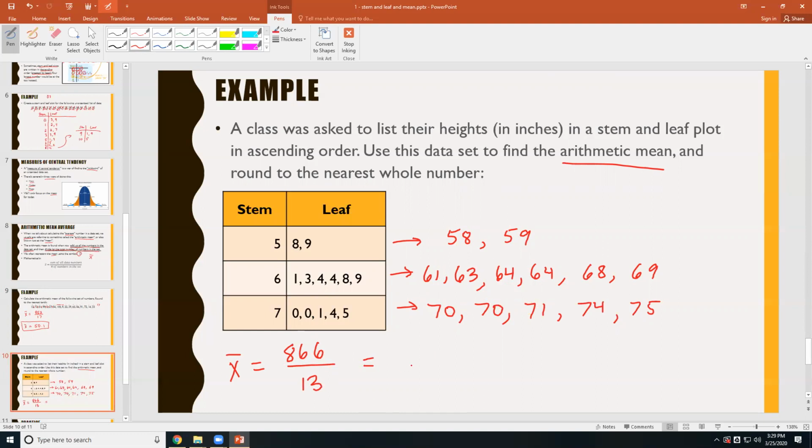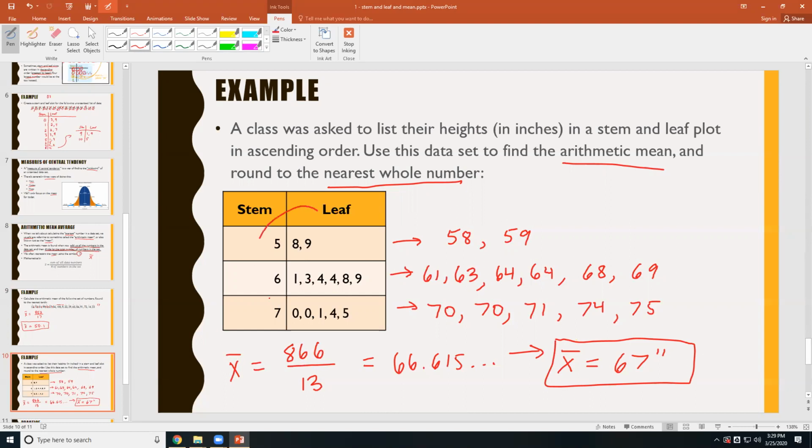Throw it in your calculator. This gives me 66.615, and so on. But the question does say round to the nearest whole number. Now, whole number, of course, means no decimals. So this is going to get rounded up. We're going to have x with a bar on top of it rounding up to 67 inches. So the average or mean height of this group of people represented in this stem and leaf plot was 67 inches tall. In other words, that would be 5'7", just in case you're not aware.